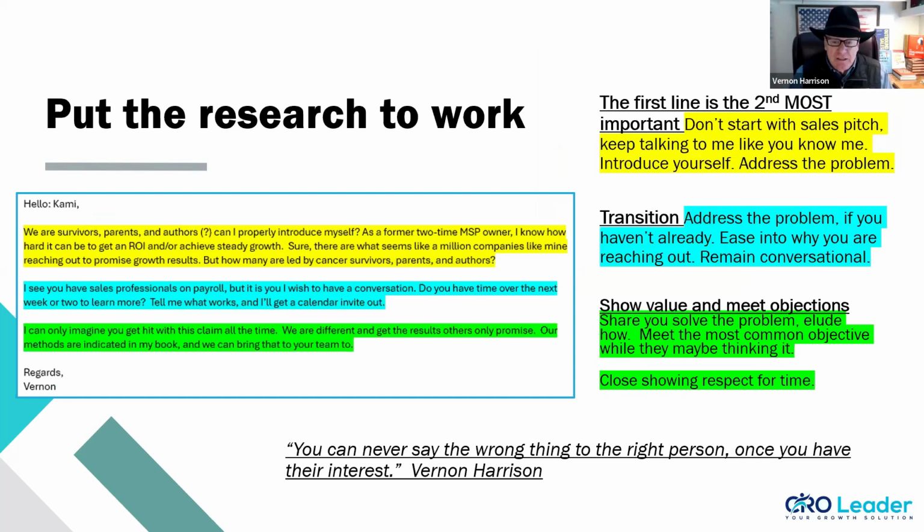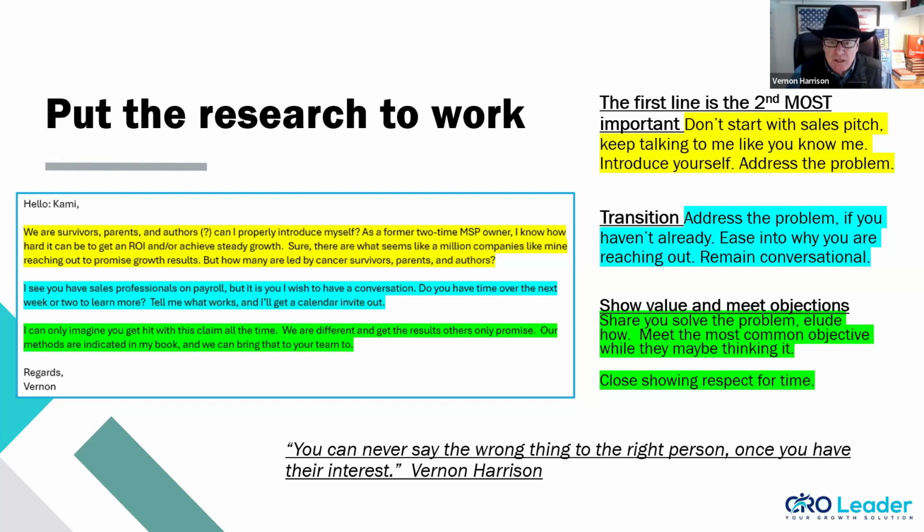Now, here's where you really put the research to work. I typically am instructing you or encouraging you to have your first line always be, can I properly introduce myself? You're already talking to them like you know me, so you need to relieve them a little bit of the fact that they don't know you or that you don't know them formally. But you're walking up to them in this email and you're properly introducing yourself.